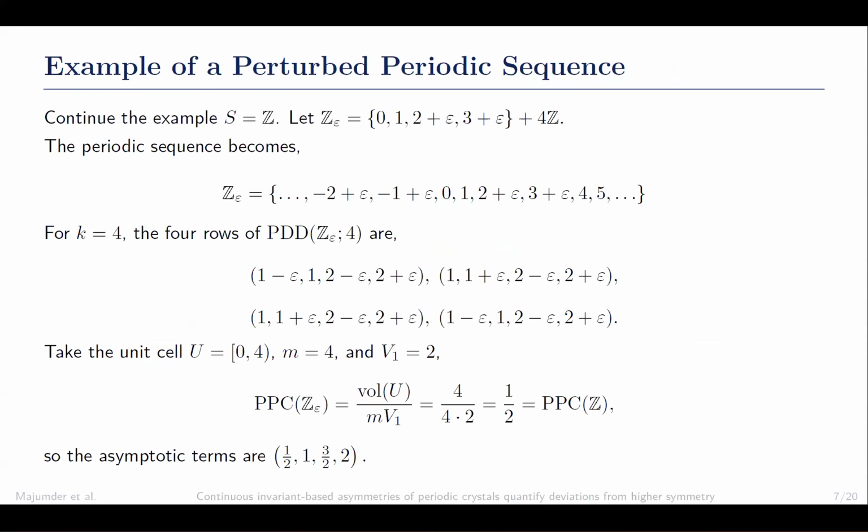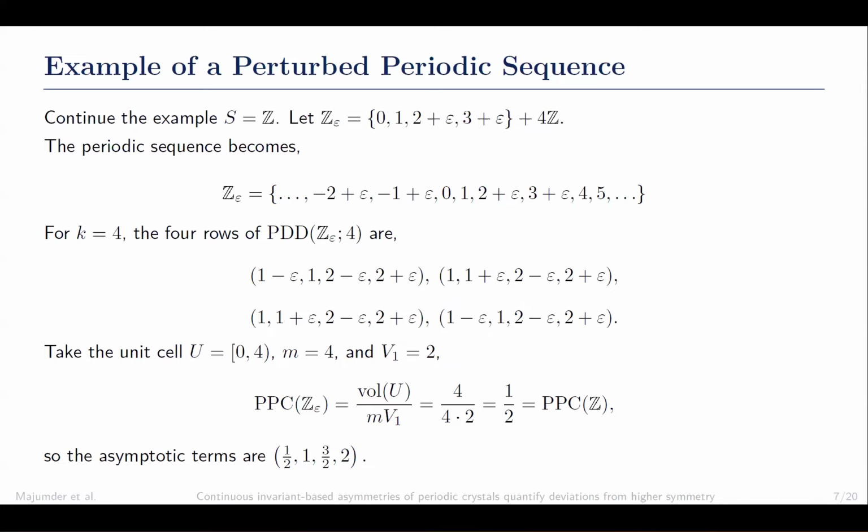We can see an example of a perturbed periodic sequence in this slide. We continue with the previous example where we had taken the periodic point set as the set of integers, and now we perturb this sequence by a motif. So the extended periodic sequence becomes the expression given by Z plus epsilon. For k equals 4, the 4 rows of PDD are given by these 4 vectors, where the first vector is the 4 nearest distances from 0, the second vector is 4 distances from 1, the third, the distances from 2 plus epsilon, and the fourth, the distances from 3 plus epsilon.